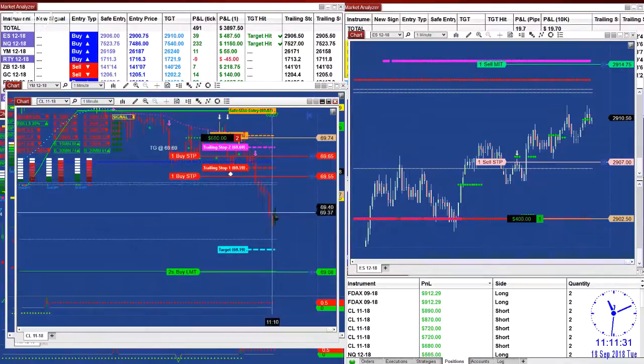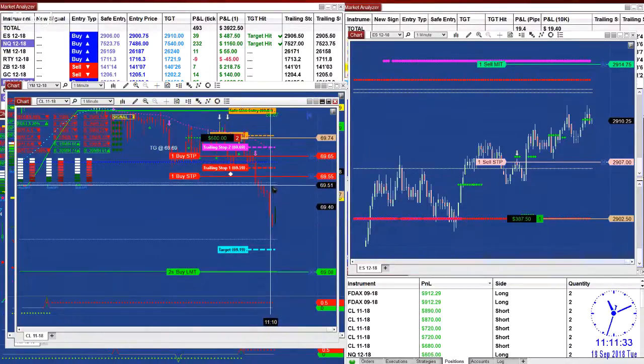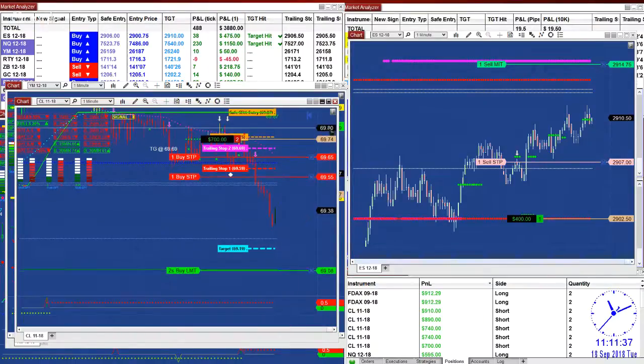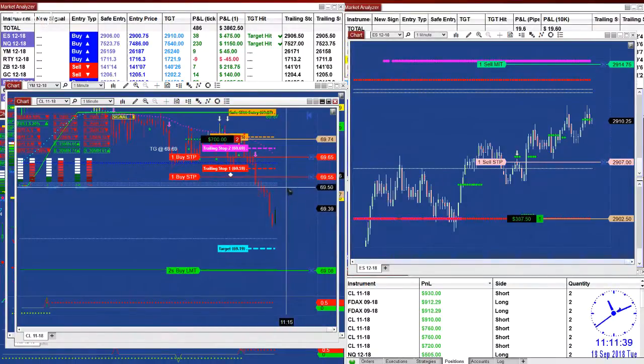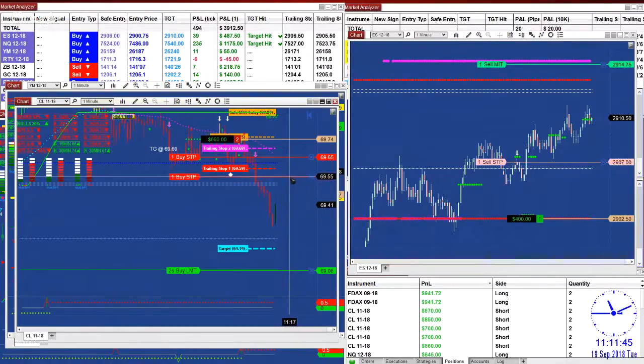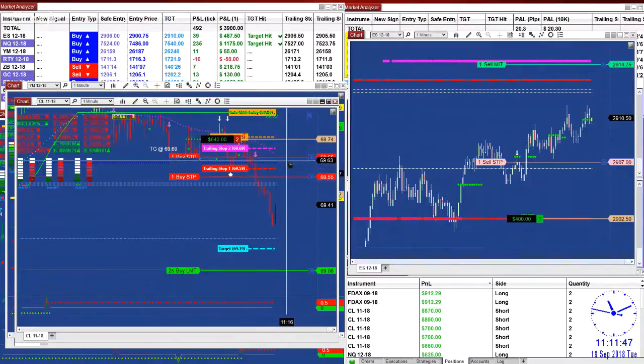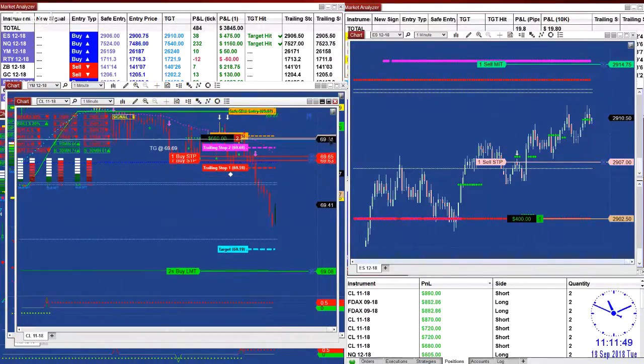For the CL traders, do not let it panic. If there's any pullback, there is a re-entry at 69.51 short. Any pullback, there is a re-entry at 69.50. And that's why I like the ATM.